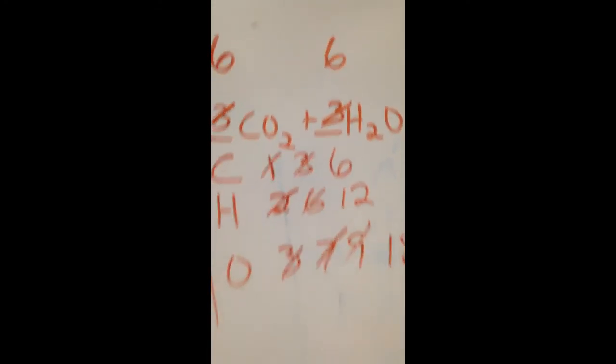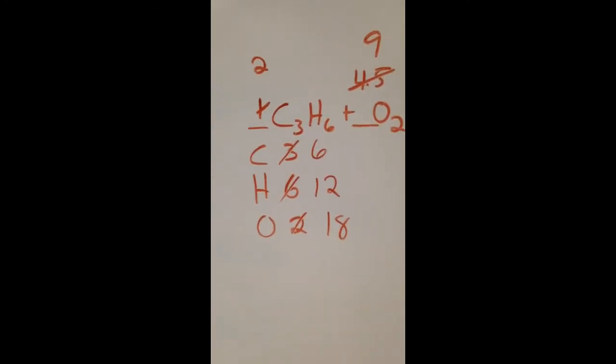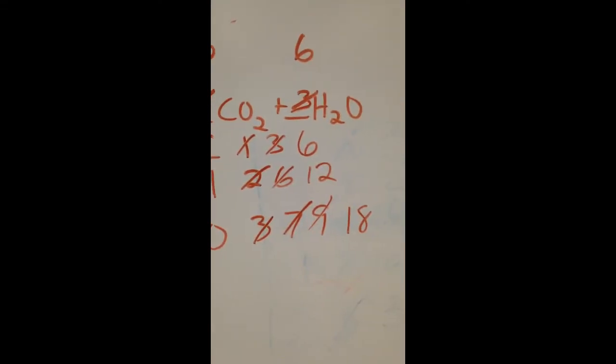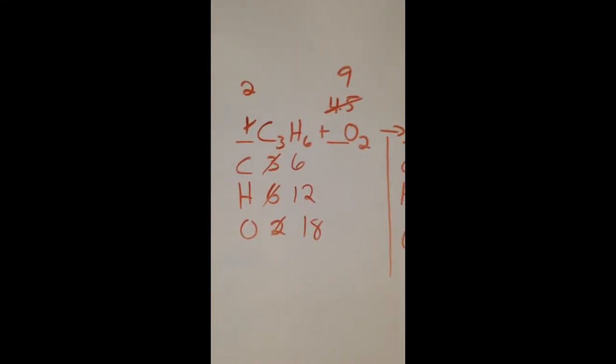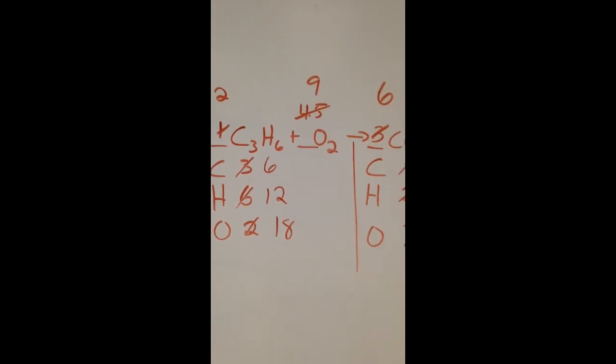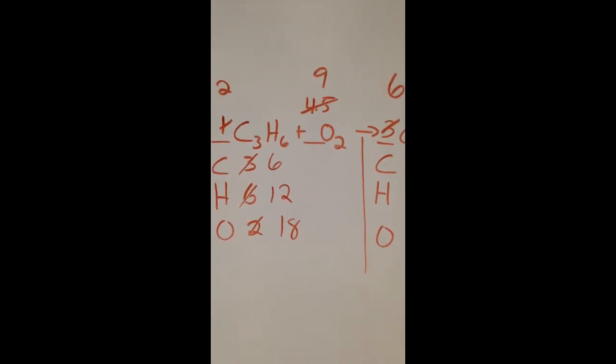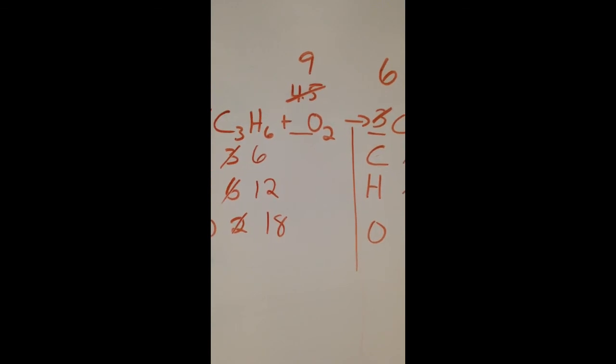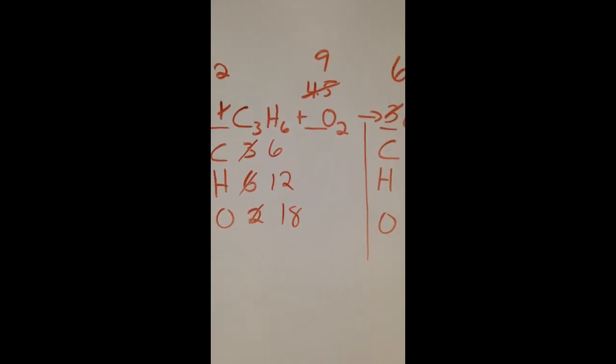All right, if we take a look at that, now we have 6, 12, 18, 6, 12, 18, and now we are finished. Again, the key to these combustion is to find out where you get that half coefficient and then just multiply all of them by 2 or whatever number you need to multiply them accordingly.